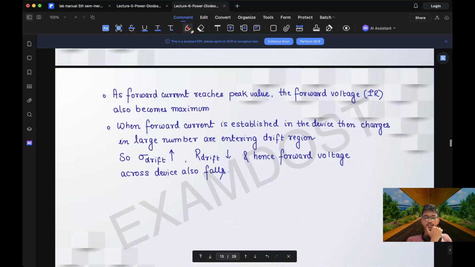As the forward current reaches peak value, forward voltage IR becomes maximum. When forward current is established in the device, then charges in large number are entering the drift layer. So R is low, and hence forward voltage, that is IR, would be low. Hence forward voltage across device also falls.